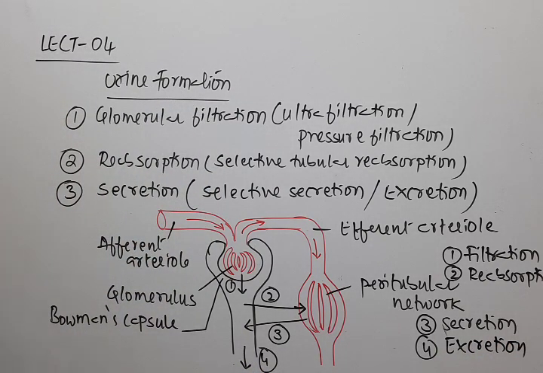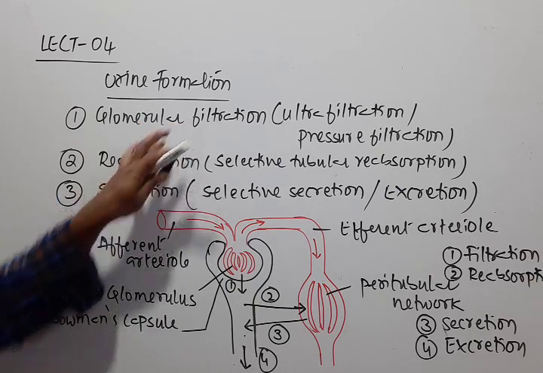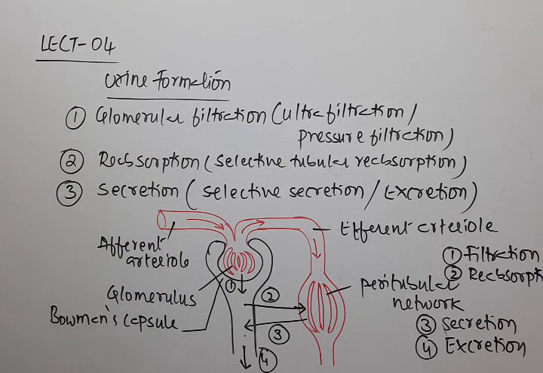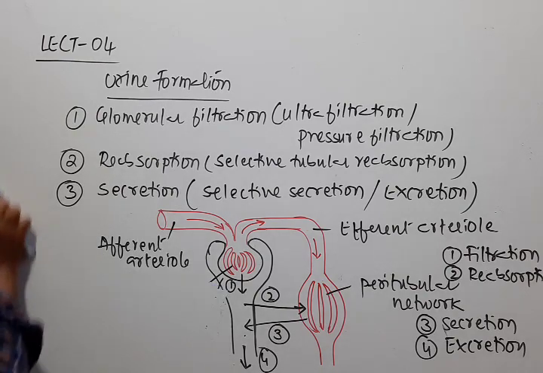So this is the place where the actual process, filtration, takes place, and from here into the peritubular network is the reabsorption, and back into the tubule is the secretion, and then whatever substances are left over in the tubules will be excreted out. That process we call excretion. So now first we will see glomerular filtration or ultrafiltration, how it takes place in the Bowman's capsule.